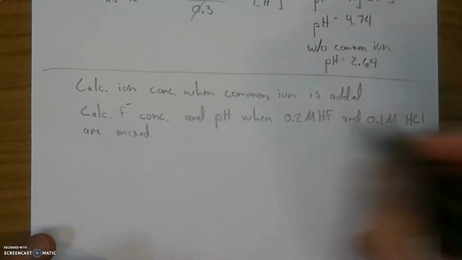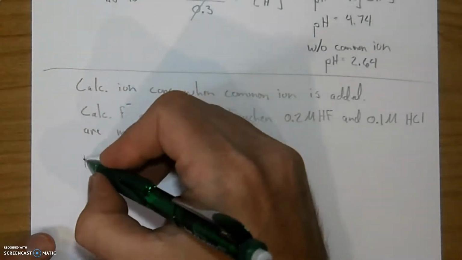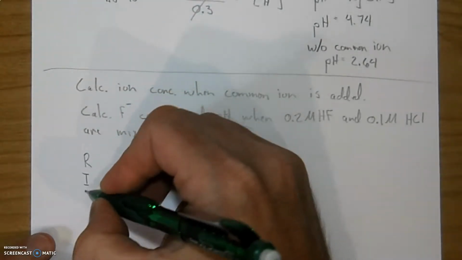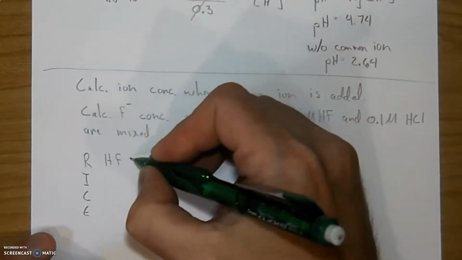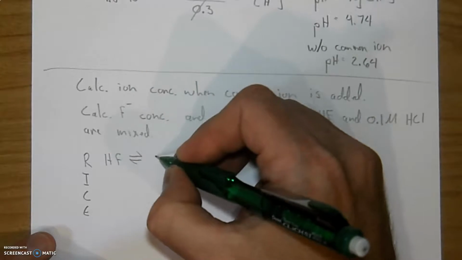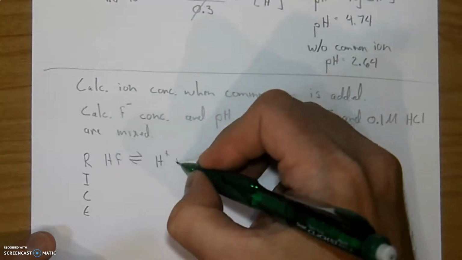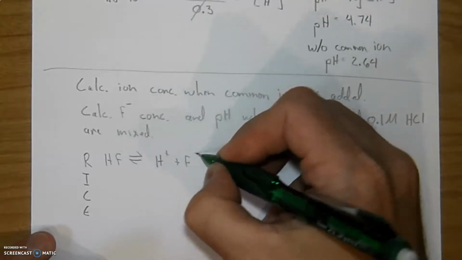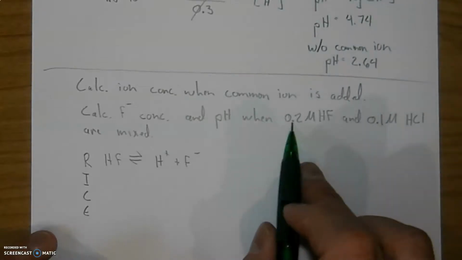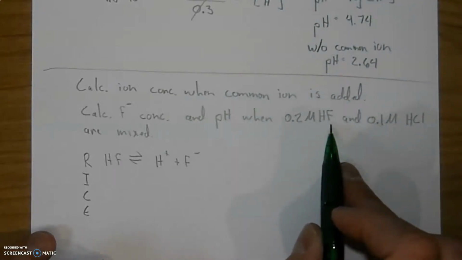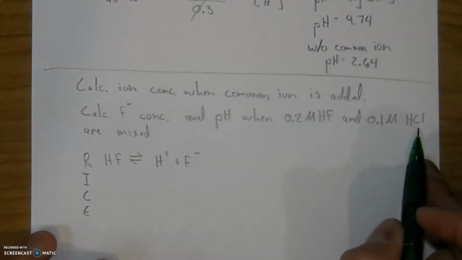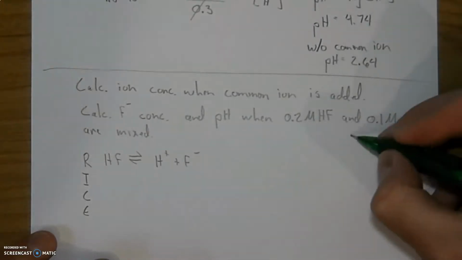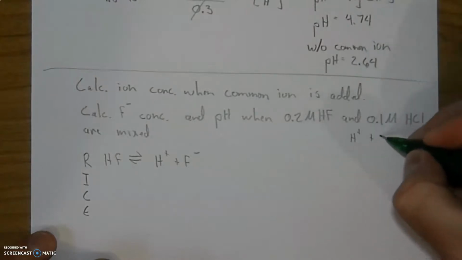All right, so if we write up an ICE equation, HF, hydrofluoric, dissociating into this. So that clearly puts it in the mix. But remember that the hydrochloric is a strong acid. It completely dissociates into H plus and Cl minus.